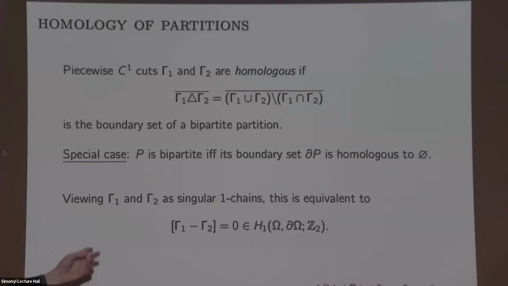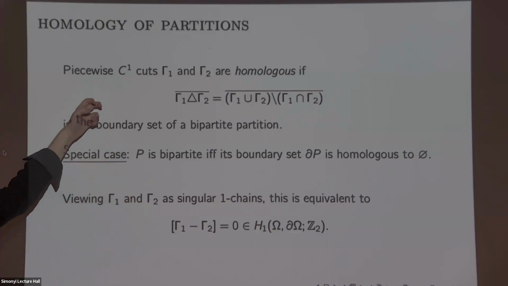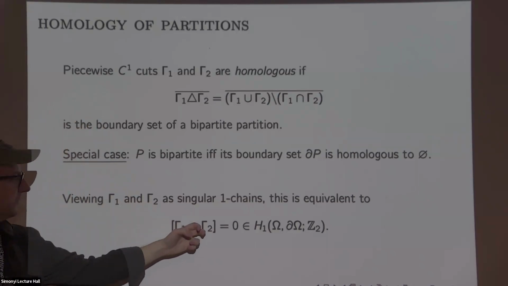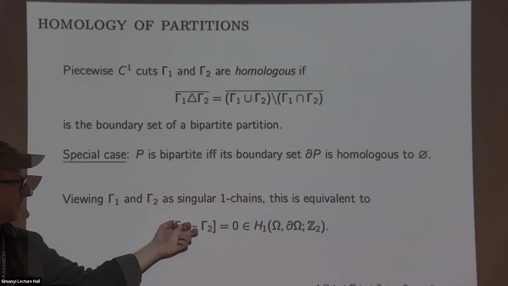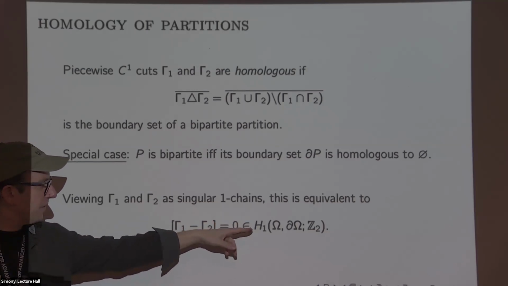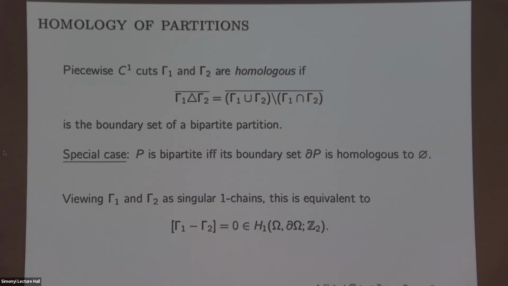And it turns out if we view these cuts as one chains, then they're going to be homologous in this sense if and only if the difference of these two one chains is identically zero in the following set. So viewed as an element of the first homology relative to the boundary with Z2 coefficients. So it is exactly homologous in the usual singular homology sense, but we can also just think of it this way, which from the perspective of solving boundary value problems is much more natural.